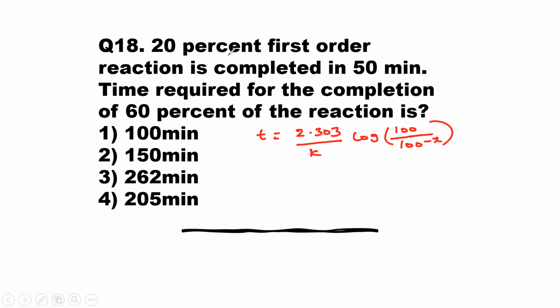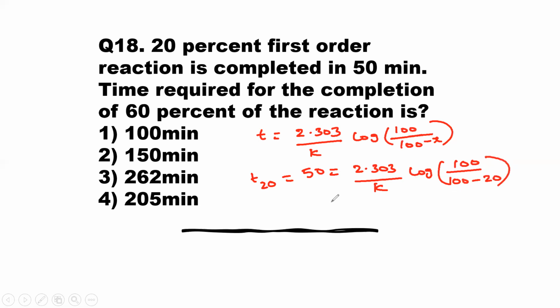Now in the first case, they have given 20%. So T20, the time taken by the reaction to complete 20%, is equal to 50 minutes, which is equal to 2.303 by K into log of 100 by 100 minus X. 100 minus X means 100 minus 20, since 20% is completed. So 20% of the first order, 100 minus 20, still 80 is left. So from this you can find the K value. From this you have to find the K value.